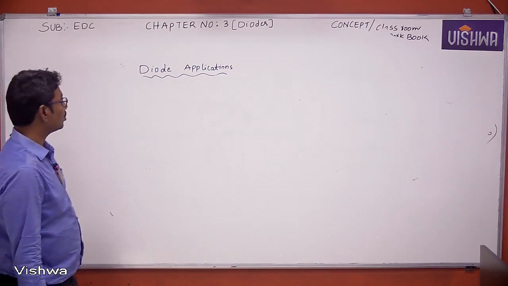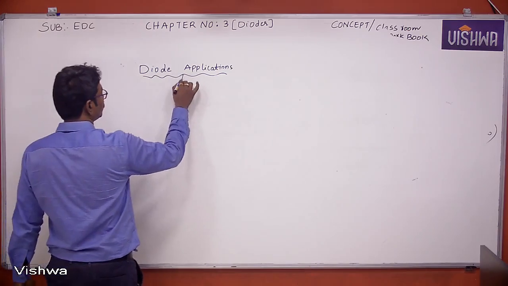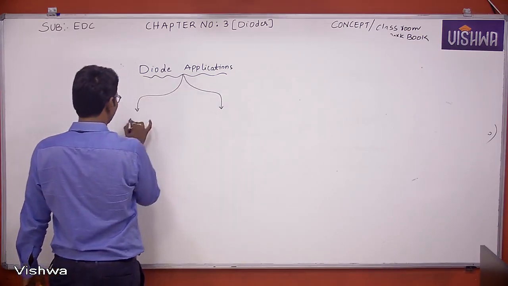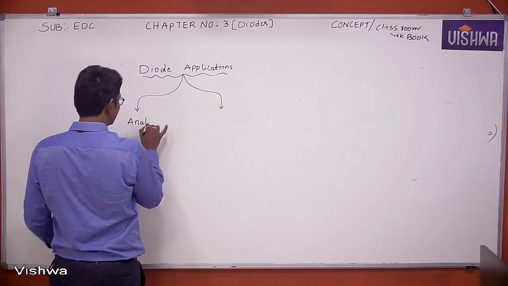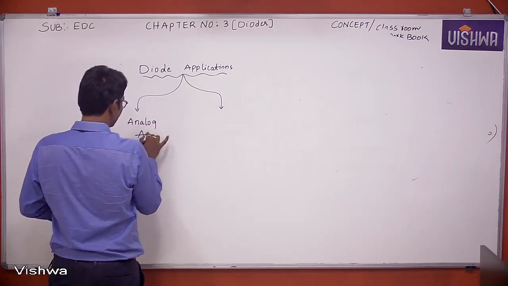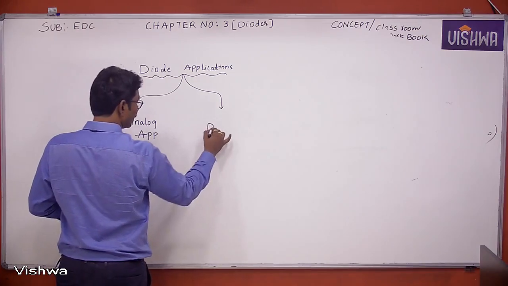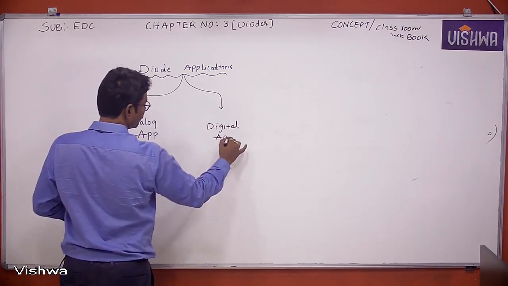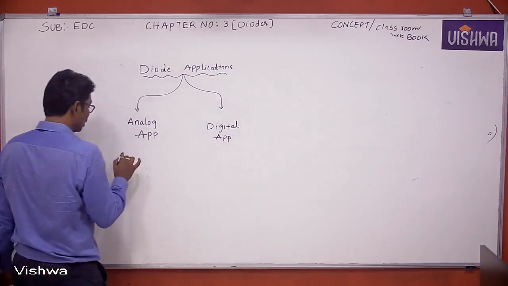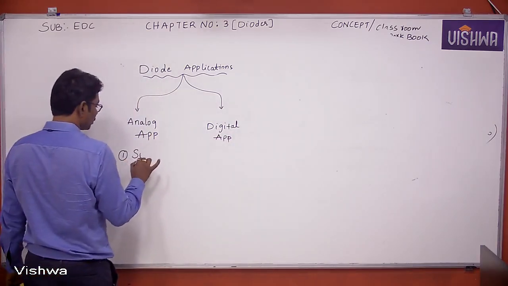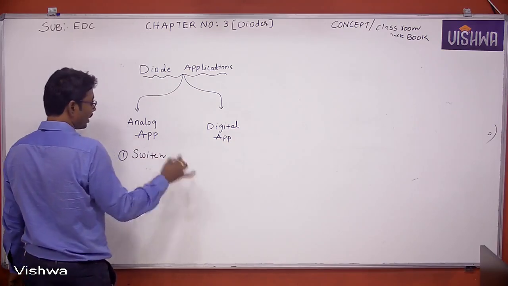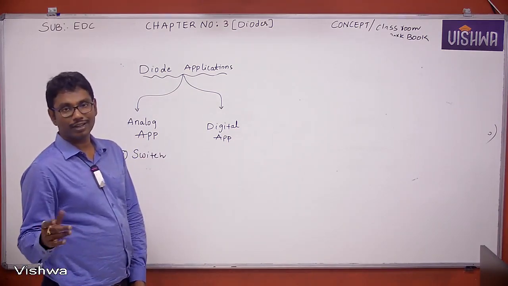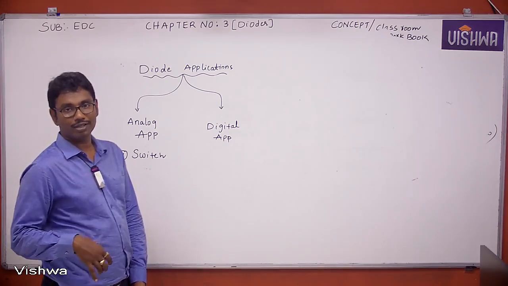Here, we have two types of applications actually. One is analog applications and another one is digital applications. What are the analog applications of a diode? Actually switch. Diode acts as a simple switch. When it is operated in forward bias, it can act as an on switch. When it is operated in reverse bias, it can act as an off switch.